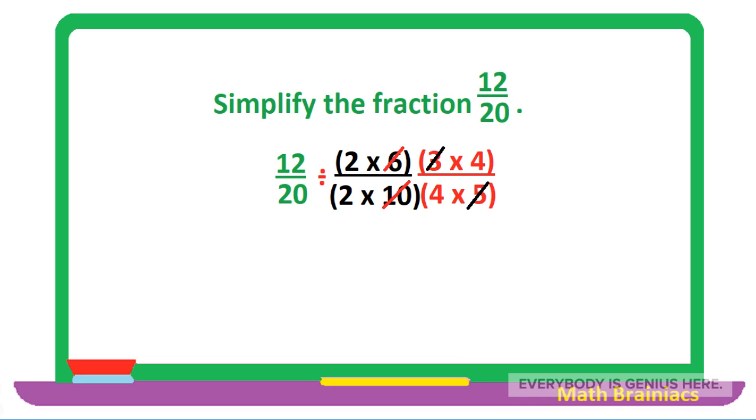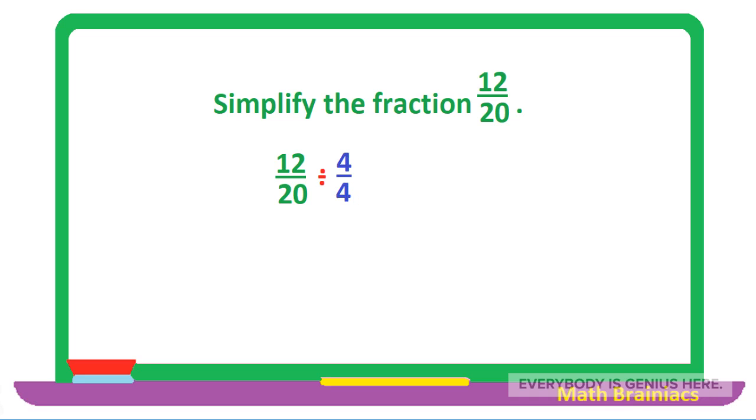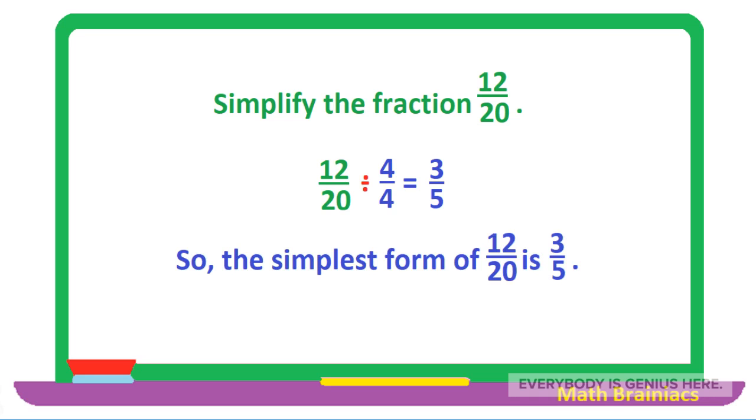We are doing this because we are going to find out the greatest factor of the 12 and the 20. And in this case, number 4 is the greatest factor of 12 and 20. Accordingly, we are going to divide 12 over 20 by 4 over 4. And it will give us 3 over 5. 12 divided by 4 is 3, and 20 divided by 4 is 5. So, the simplest form of 12 over 20 is 3 over 5.